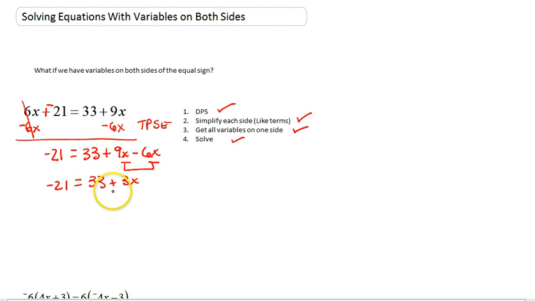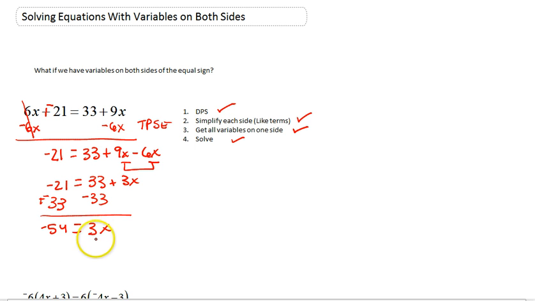First of all, I need to undo addition. So I'm going to subtract 33 from both sides. By subtracting 33 from both sides, I'm going to get negative 54 equals 3x.